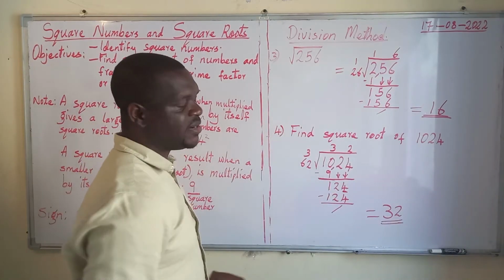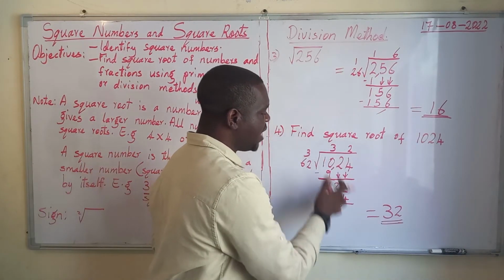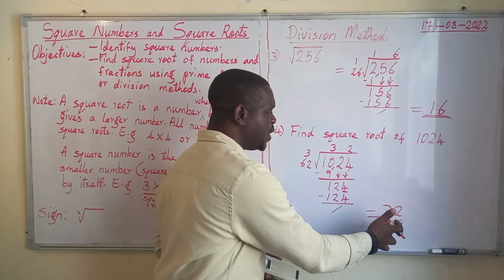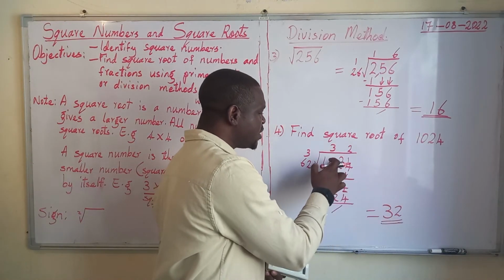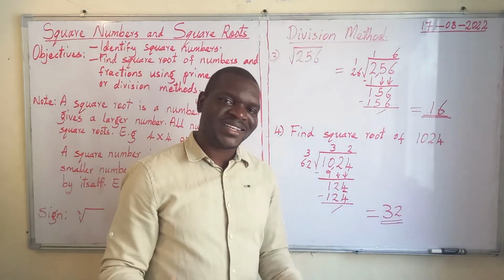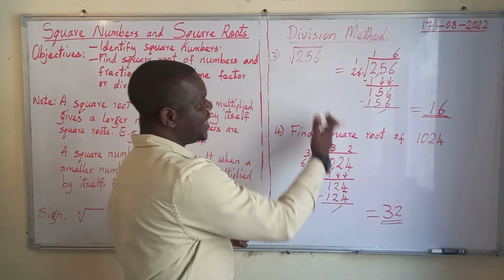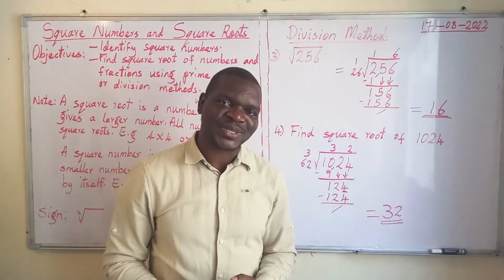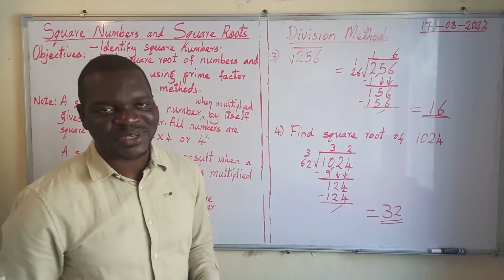To prove yourself right, whenever you have your square root, multiply the square root by itself, and if it gives you the square number that you are asked to calculate its square root, then your answer is right. So that is that as far as the division method is concerned, and equally the prime factor method.